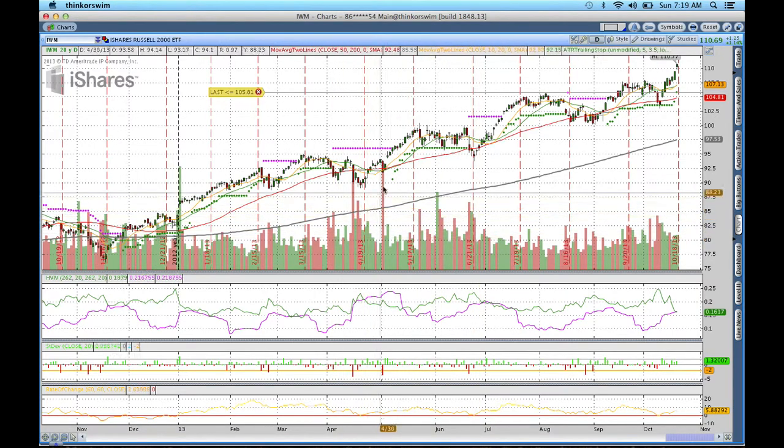I have some moving averages, and then I have an average true range trailing stop. So the moving averages I have here, this is the 200-day, the red is the 50-day, the yellow is the 10-day, and the 20-day is the green.